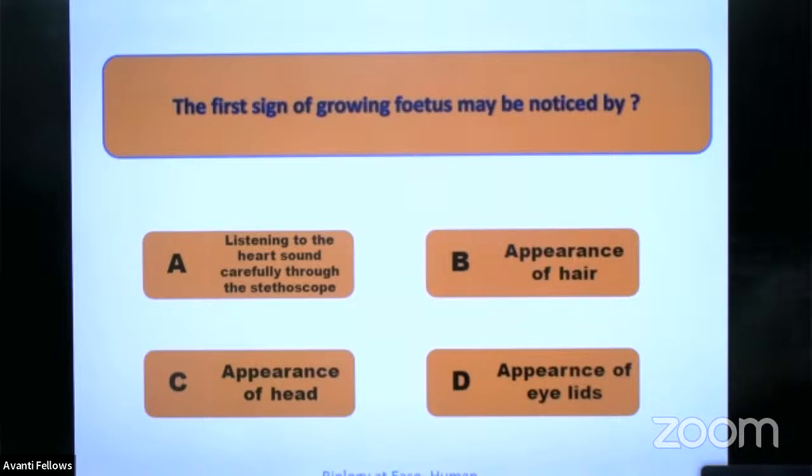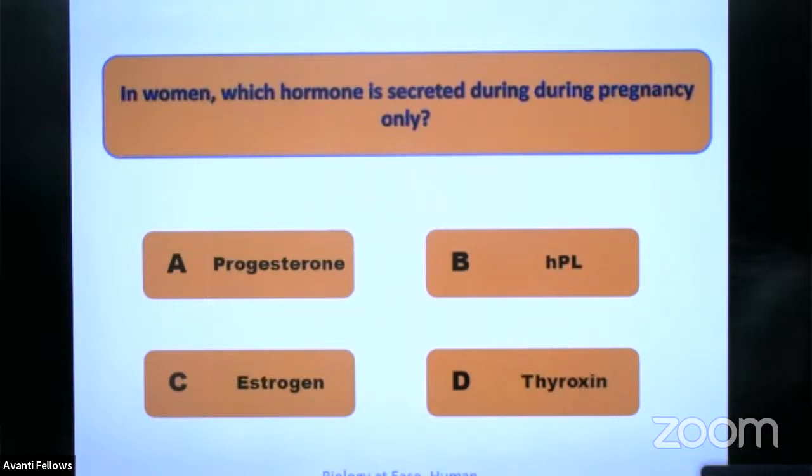And we will move to question number 32. In women, which hormone is secreted during pregnancy only? That is not progesterone. You may be confused here.